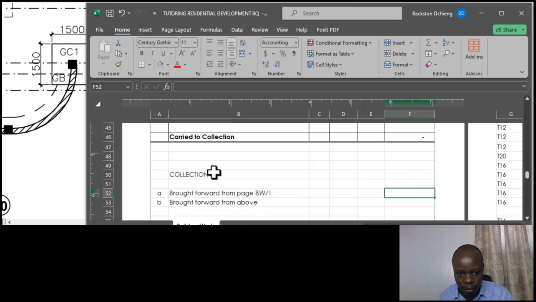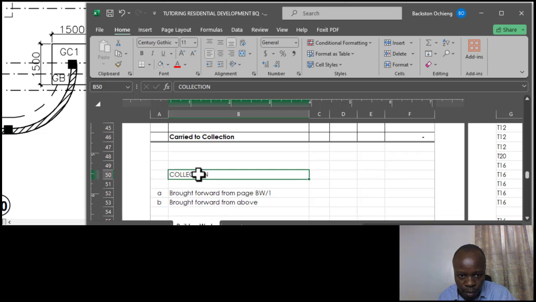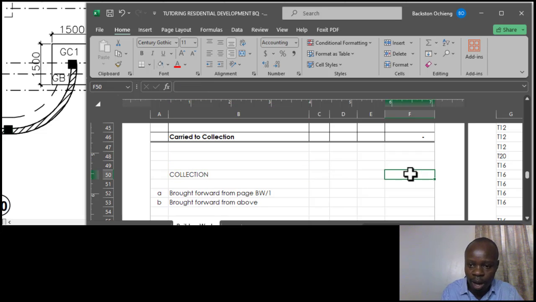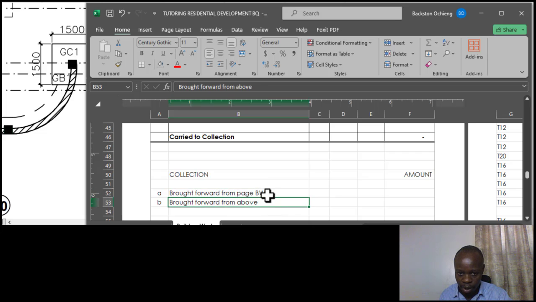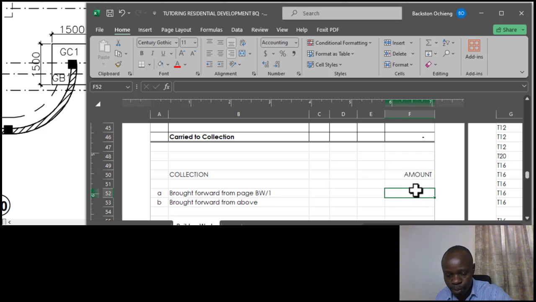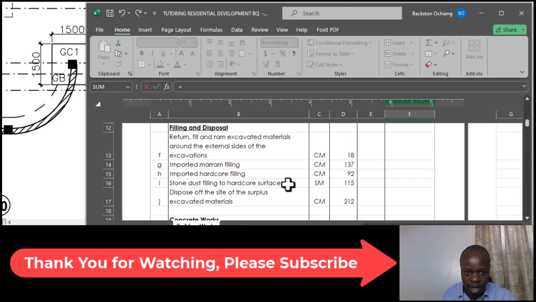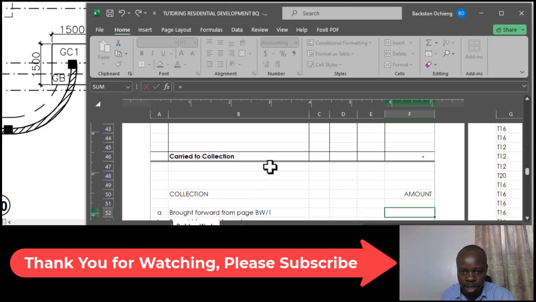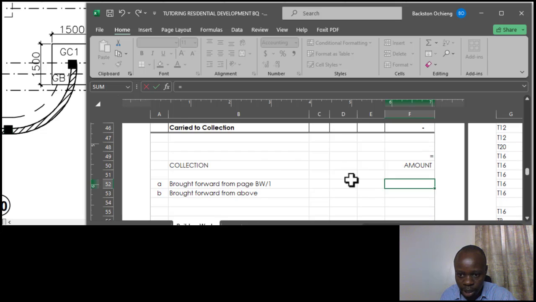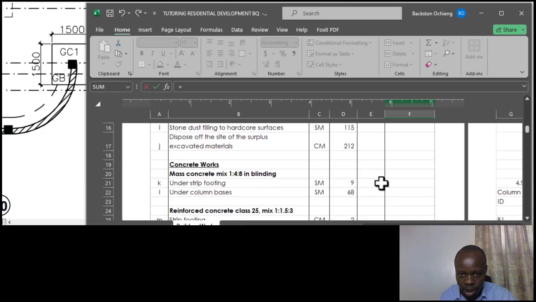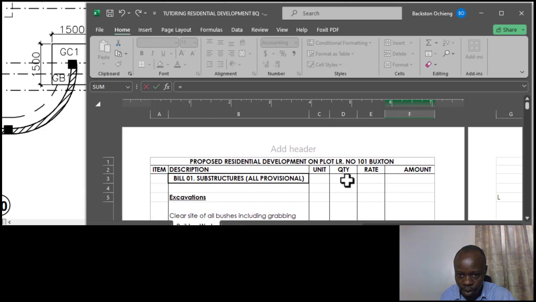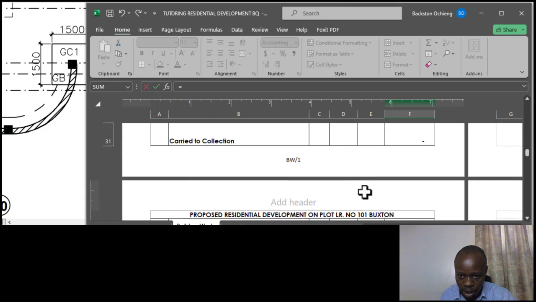Then so this is the collection. From the collection, at the end, we have what we call amount. So you can have that very simple collection. Then now the first one to be brought forward is that, not that one, yeah, it's going to be that one.